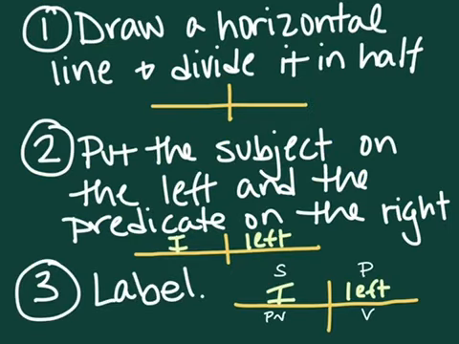Here is a good way in 3 steps to remember how to diagram. Draw a horizontal line and divide it in half. Put the subject on the left and the predicate on the right. Label. That's label both the part of the sentence and the part of speech. And there you have it. That's how you diagram simple subjects and simple predicates. Piece of cake.